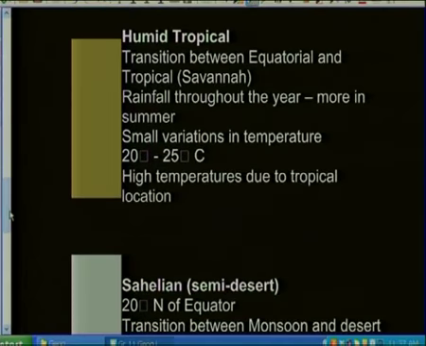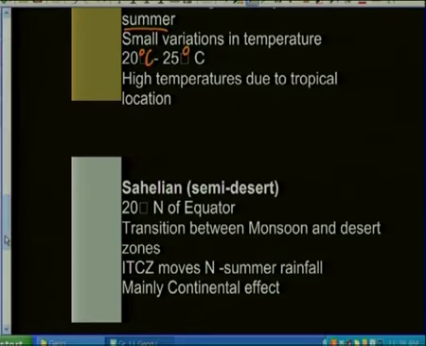The humid tropical climate region is your transition zone between equatorial and tropical or savanna areas of the world, particularly in Africa, where you get rainfall throughout the year, but there's much more rain in summer usually. Small variations in temperature, this should be the degree symbol over there. 20 to 25 degrees Celsius is the temperature range, and the high temperatures in this region is because of its tropical location being at the Tropic of Capricorn and Cancer relative to the equator, north and south.